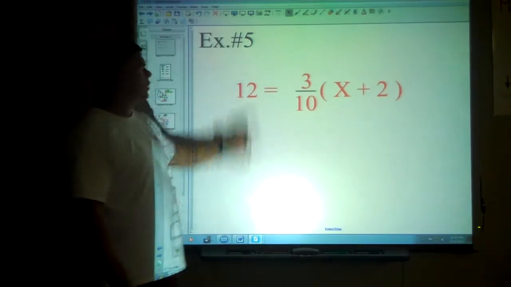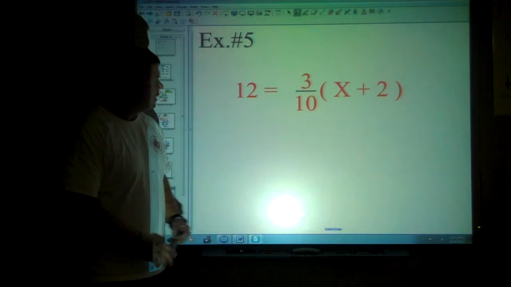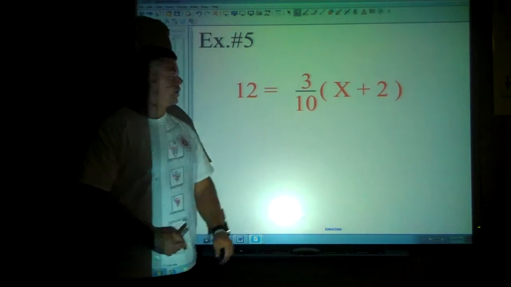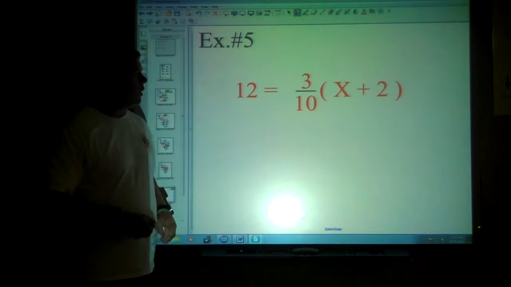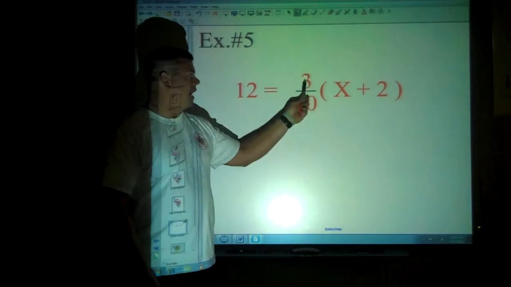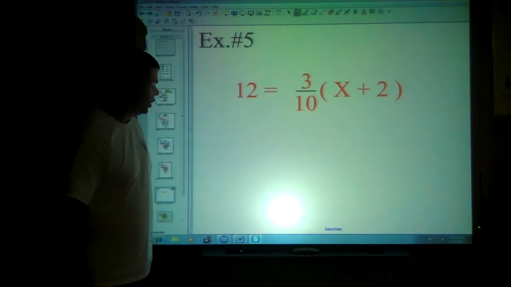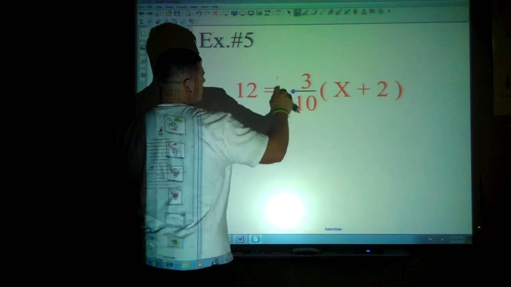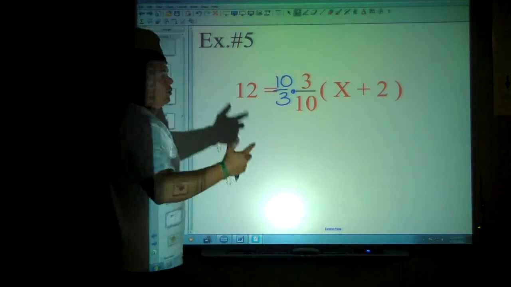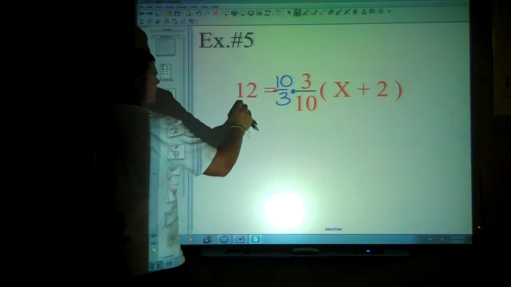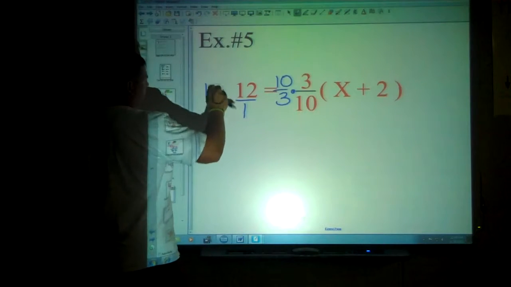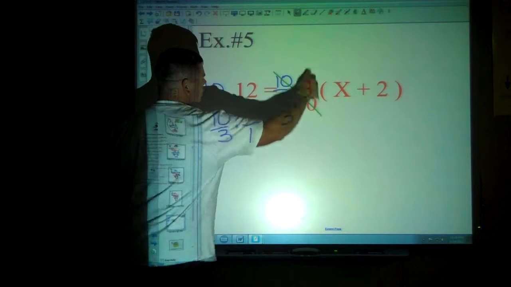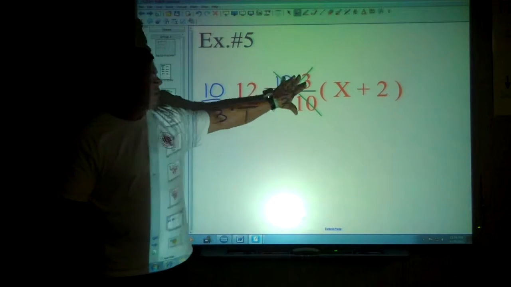And one more, a little trickier. This says 12 equals 3 over 10 times the parentheses x plus 2. Now this is harder. One of the things that's tough about it is it has this fraction in it. So I'm going to give you a little tip. Here's how you can get rid of that fraction. Multiply by its reciprocal. But whatever you do to one side, you must do to the other. So over here, I'm going to multiply by the reciprocal of that fraction. I know that seems strange, but I've now completely gotten rid of that crazy fraction.